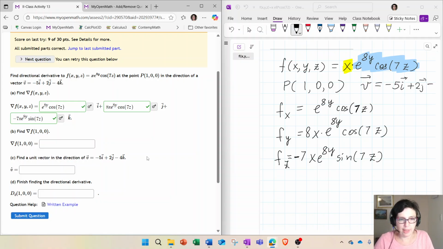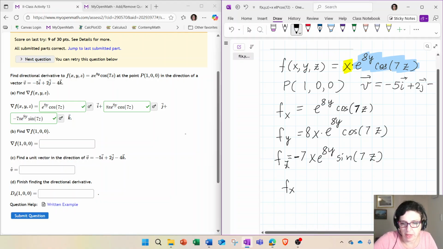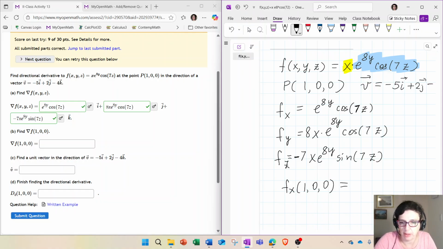Okay, the next step is to actually plug the point they give you, (1, 0, 0), into the gradient, and you will get a vector. Because both y and z are zeros, if I want to find fx, which of course you can do with a calculator, but I'm going to do this in my head, because e to the power 0 is 1 and cosine 0 is also 1. So that's just going to be 1.